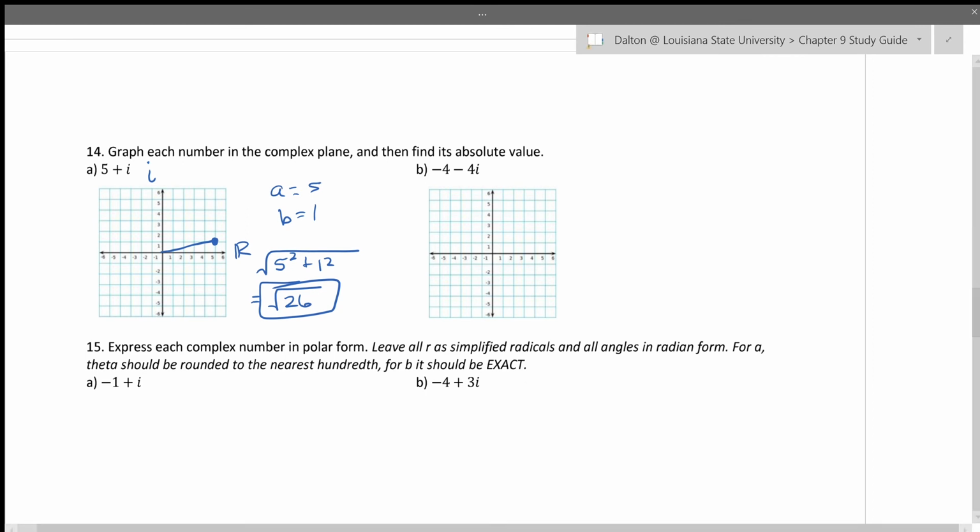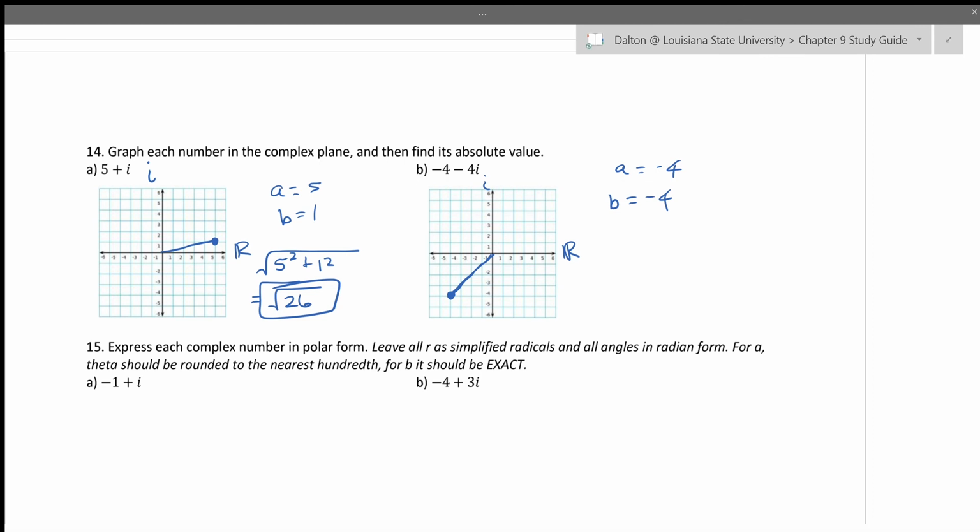Part B is very similar. A is going to be the first number, which is -4. B will be the coefficient to the imaginary component, which will be -4. Again, we'll label our horizontal axis as R and our vertical axis as I. And then when we graph these points, we'll go 4 to the left and then 4 down. And be sure to connect the origin to that point. So that represents the entire complex number.